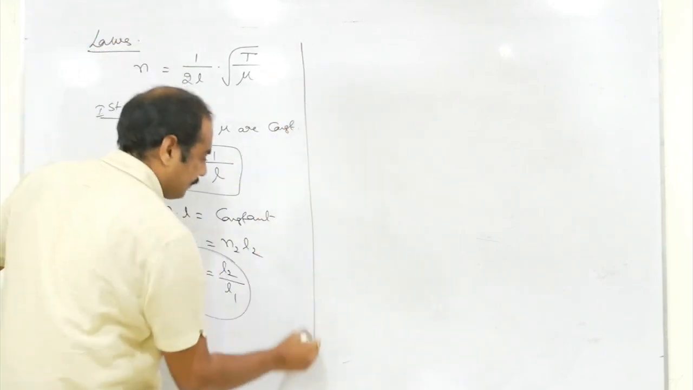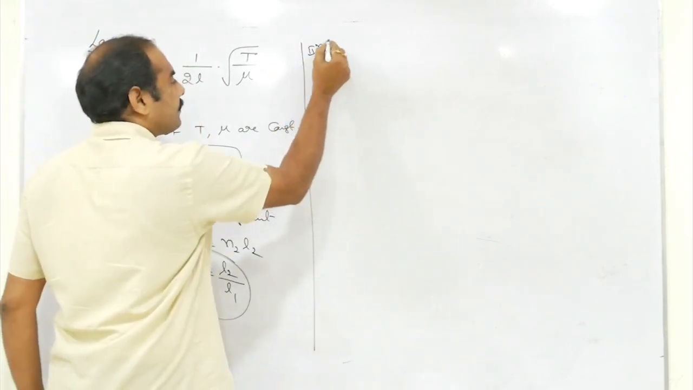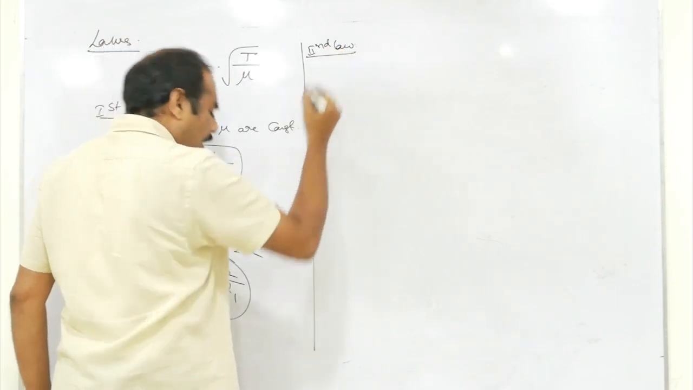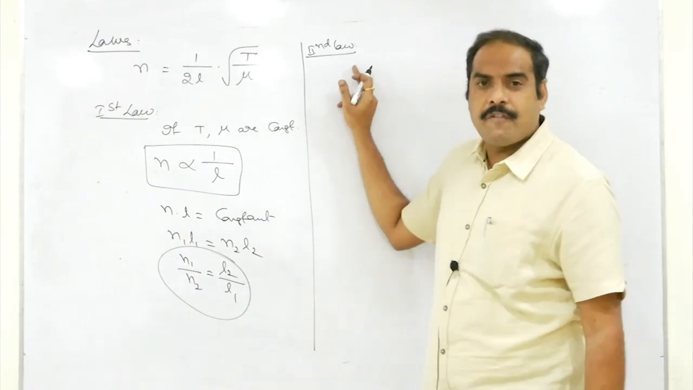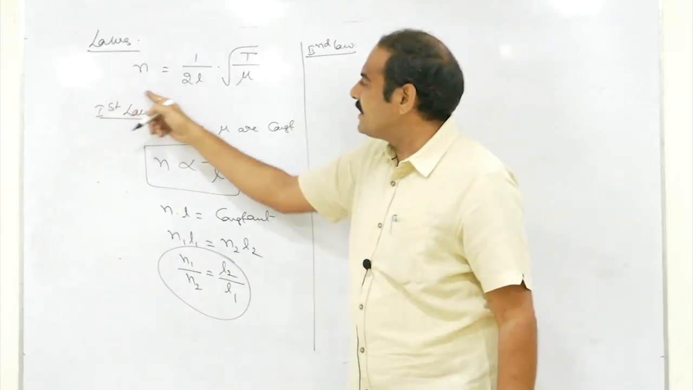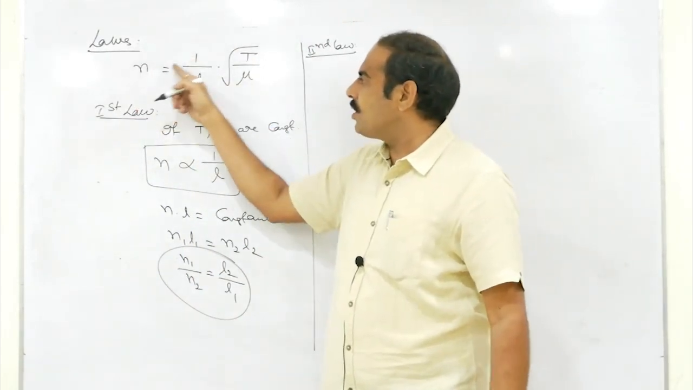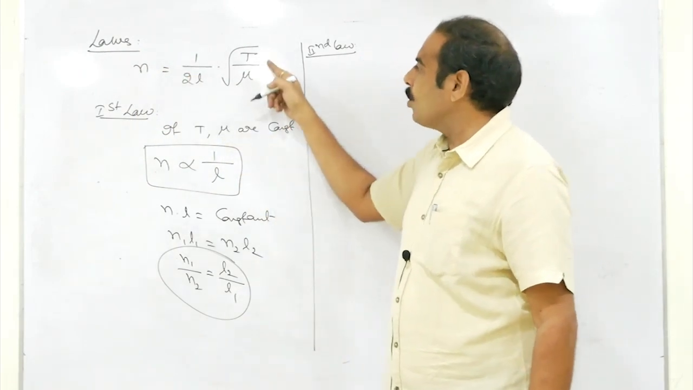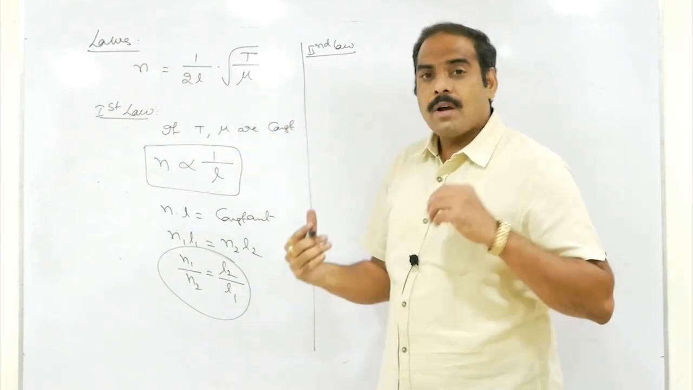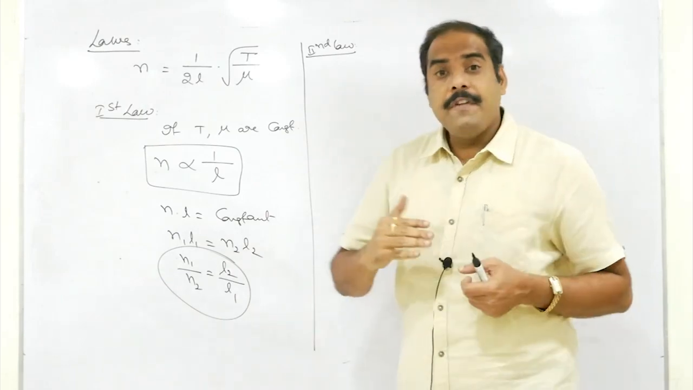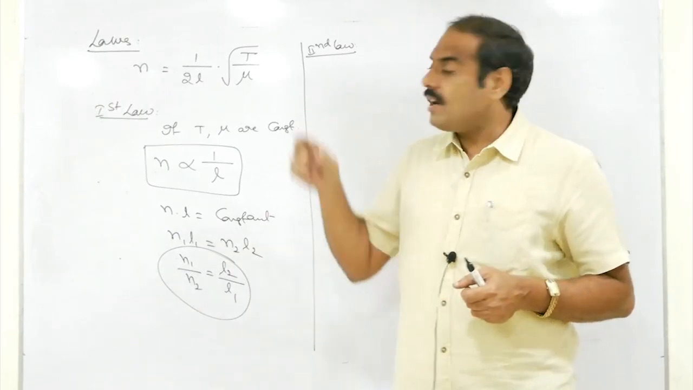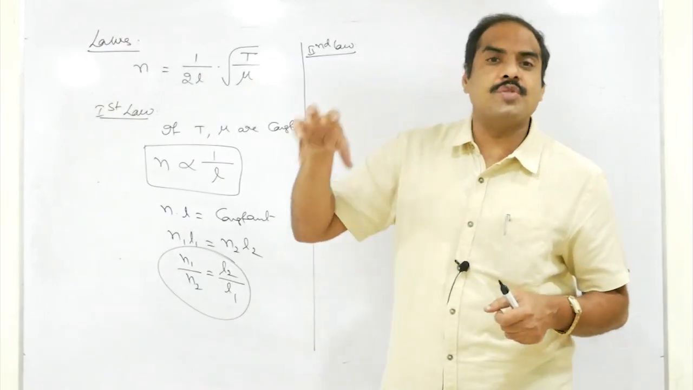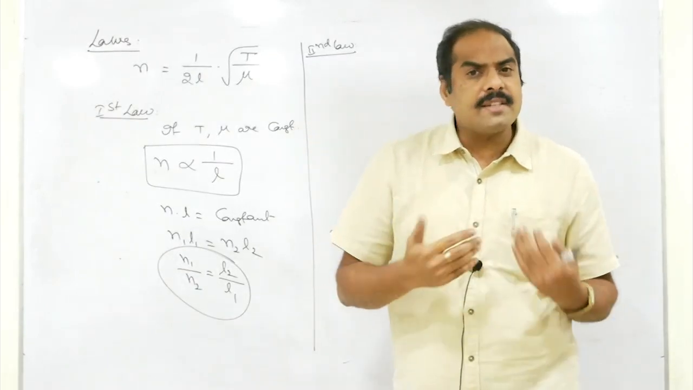Now next one, second law. You can call this the law of tension. Second law is called the law of tension. Now look here. This is the main formula. N is equal to 1 by 2L into root of T by mu. Now in the second law, we change the tension in the string. We change the tension attached to the string. How can you change the tension?